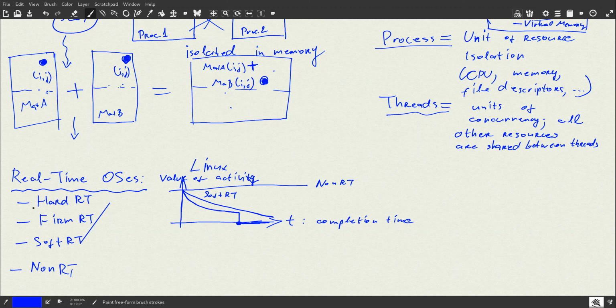From this diagram, can you guess what is a hard real time then? You see, non-real time, the value is constant, doesn't depend on completion time. Soft real time, the value diminishes or decreases, but still remains positive, depending on completion time. Firm real time, the value drops to 0 at some point, which is a deadline. So what is the hard real time then?